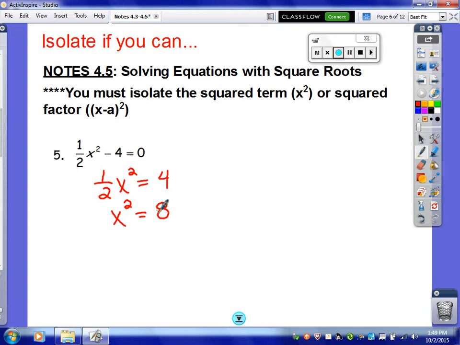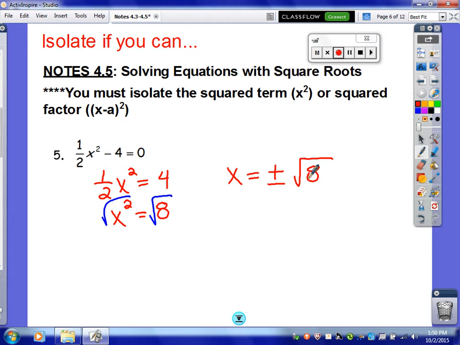Now I need to isolate x. So I'm going to take the square root of both sides. But when I do that, I'm going to get x is equal to plus or minus the square root of 8. Anytime you're taking a square root in an equation, you've got to remember you need that plus or minus, because that's where my 2 answers are coming from. Because you can square a negative and still get 8, and we can square a positive and still get that 8.